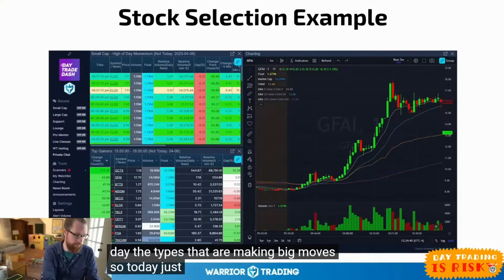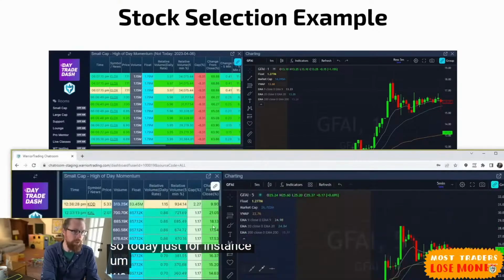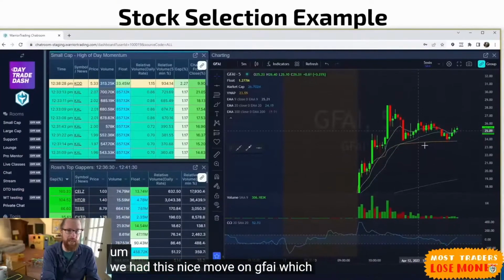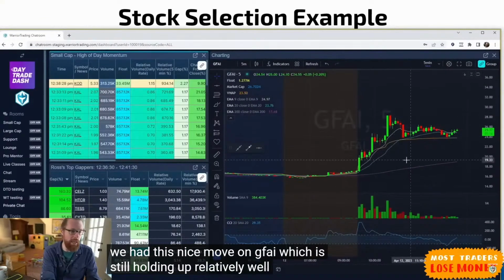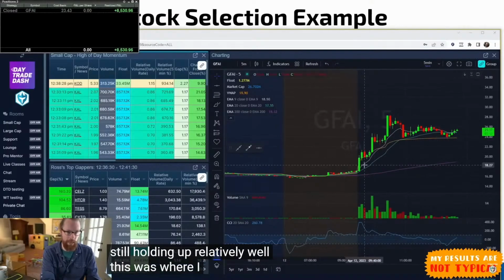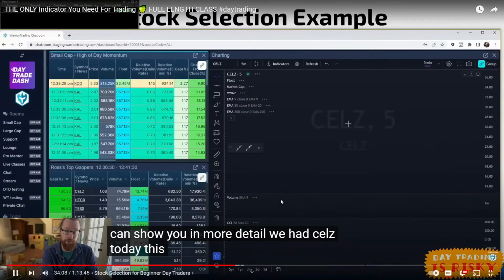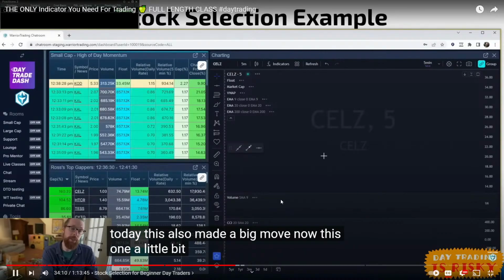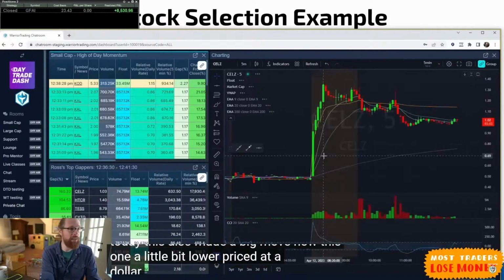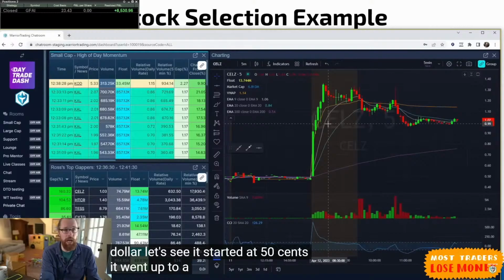So today, just for instance, we had this nice move on GFAI, which is still holding up relatively well. This was where I traded it today, which I can show you in more detail. We had CELZ today. This also made a big move. Now, this one is a little bit lower priced at $1. Let's see, it started at 50 cents. It went up to $1.40.